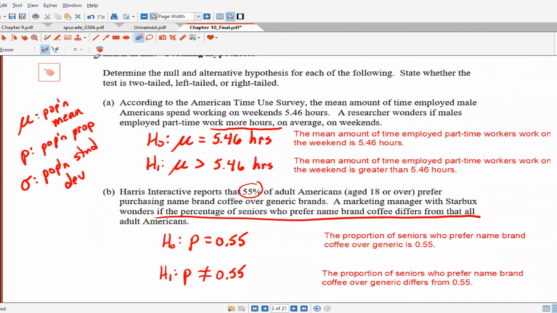So that's what your null hypothesis is: that the mean of these employed part-time workers is also 5.46 hours, which is the first sentence, right? Always a statement of no change, no effect, no difference between the two groups you're comparing. And then the second sentence is your research hypothesis. That's what you're trying to gather evidence to show. Do part-time employed workers work more than that on average on the weekends? And the more than or greater than implies a greater than inequality.